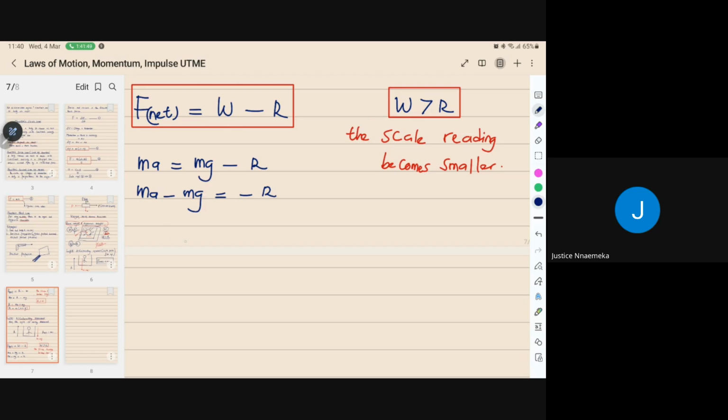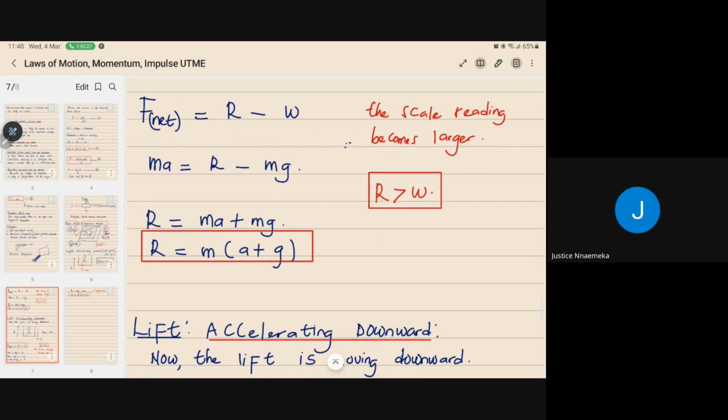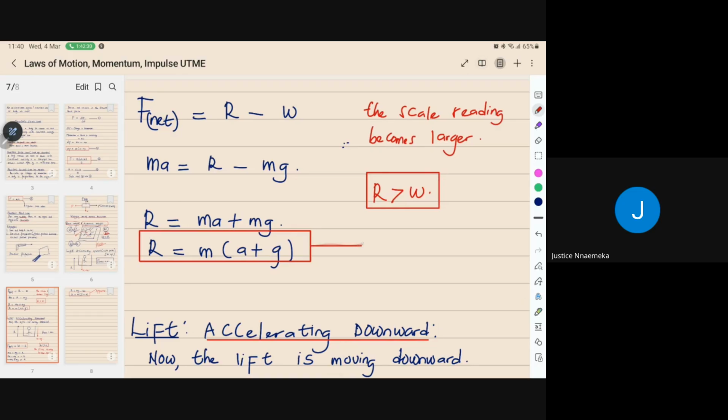So let's multiply through by a negative sign. I'm going to have minus ma plus mg is equal to R, so that R is equal to mg minus ma, which is m(g minus a). That will be the force when you are moving downwards, to calculate your apparent weight. This is your apparent weight when you're moving downwards. Remember, this is your apparent weight as well when you're moving upwards.